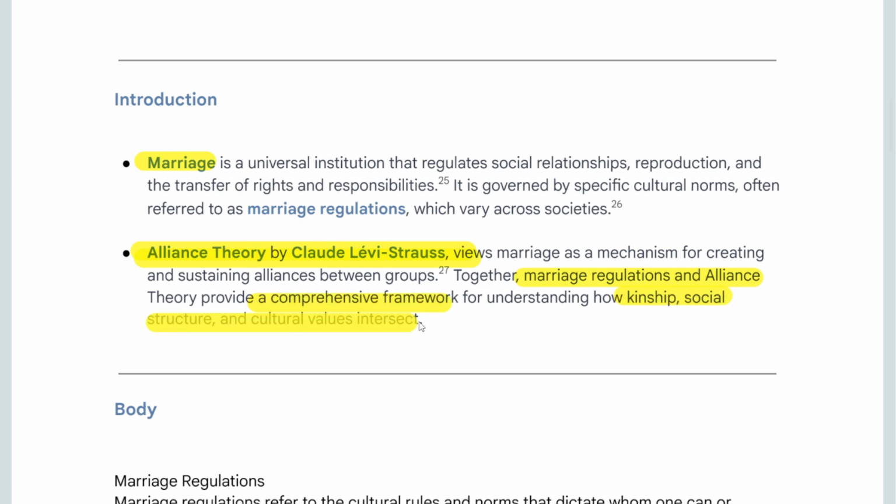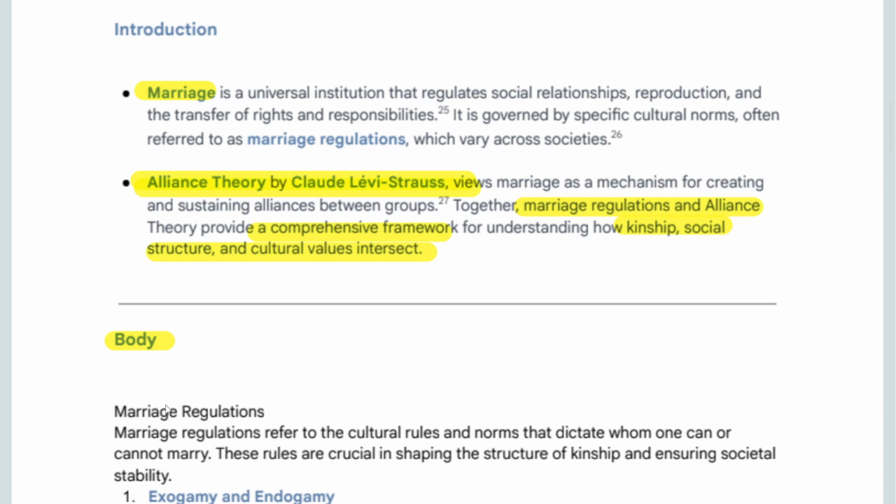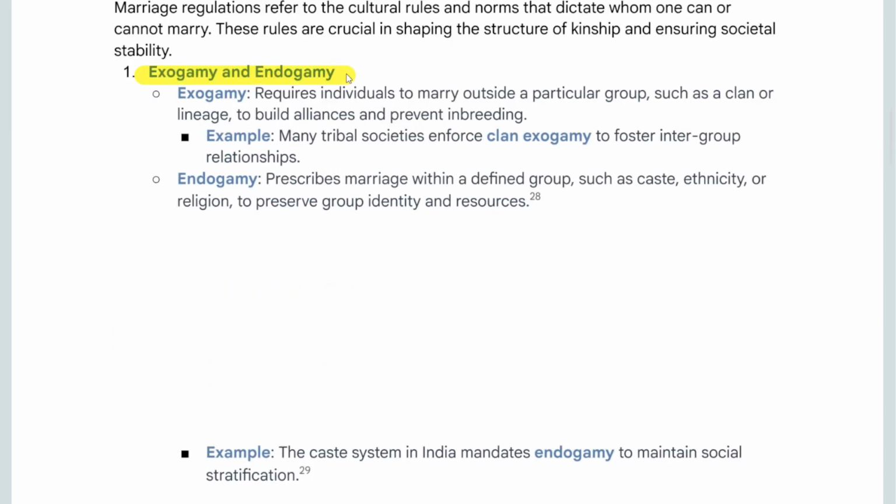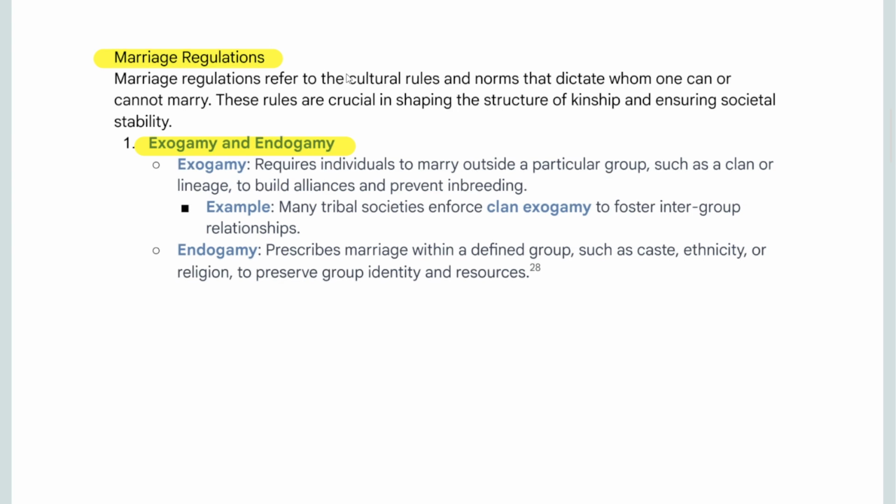So less you and me, more our family connecting with their family, building those bigger networks. Precisely. It emphasizes the structural aspect. So let's quickly look at those regulations again through this lens. Exogamy, marrying out. Direct alliance building, right, prevents isolation. Many tribal societies use clan exogamy specifically for this. Makes sense. Endogamy, marrying in, seems opposite, but it preserves the group's identity, keeps resources controlled within the allied group, like the caste system. Right.